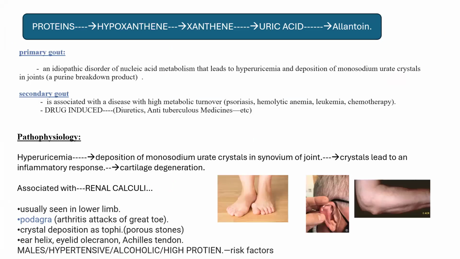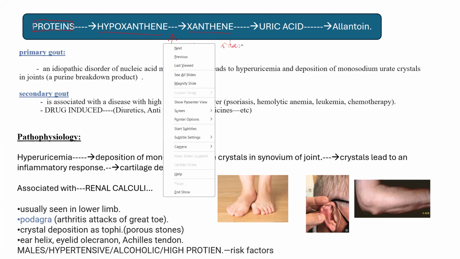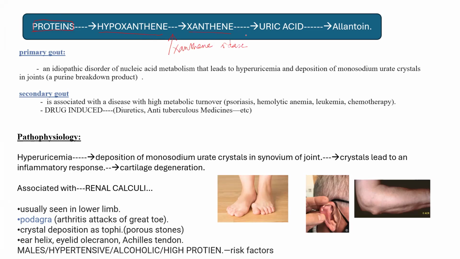Before going to the gout pathology proper, we need to know the details about the metabolism of proteins or nucleic acids. When there is metabolism of protein, there is production of hypoxanthine. Hypoxanthine gets converted to xanthine by the enzyme xanthine oxidase. Again, xanthine is converted to uric acid by the same enzyme, xanthine oxidase.